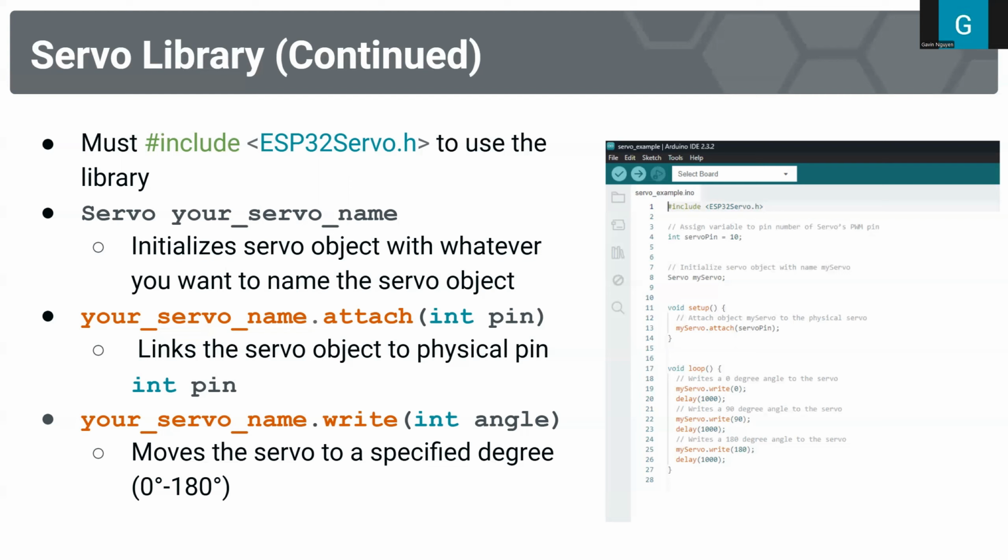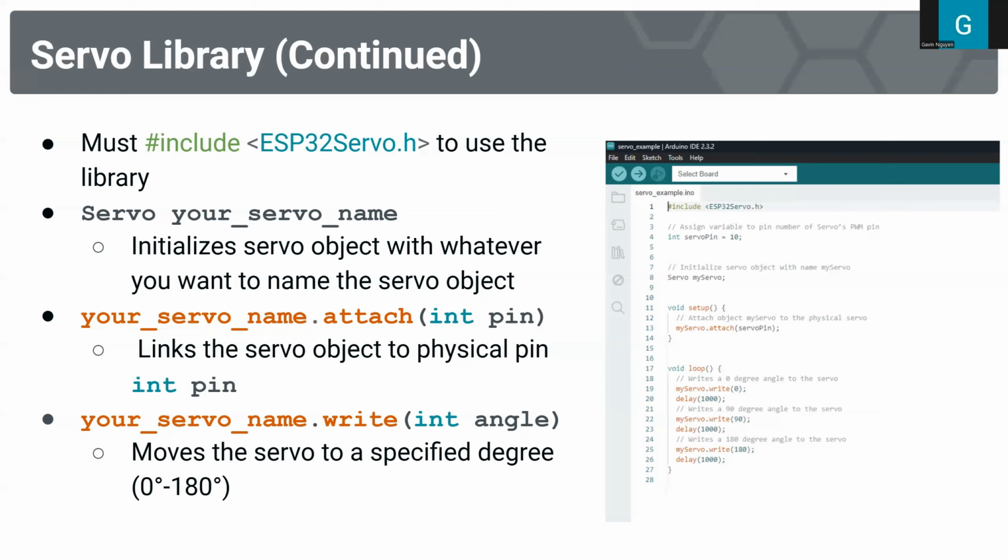So this is going to link the servo object to the physical pin, which is going to be int pin on the ESP32. And in our example, we have created a variable named int servoPin, and we have assigned that variable to the pin number of the servo's PWM pin, and we're going to use pin 10 of the ESP32. So in our example, we've used the name myServo, and the way we use this function was in void setup, which we did myServo.attach(servoPin).